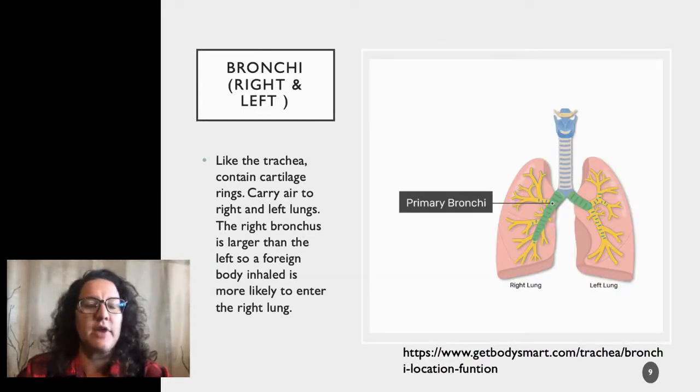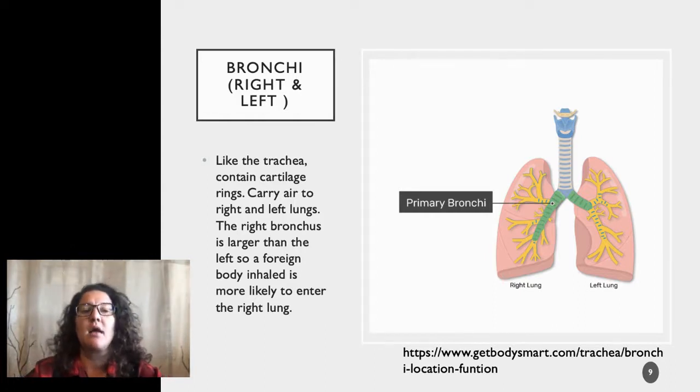Once air goes through the trachea, it branches off into the left and right bronchi, and these are the 2 major branches that reach into the lungs. Like the trachea, they contain cartilaginous rings. And then the right bronchus is larger than the left, because the left lung and bronchus are altered to allow room for the heart. So if a foreign body is inhaled, it's incidentally more likely to enter the right lung than the left because of the size of the bronchi.